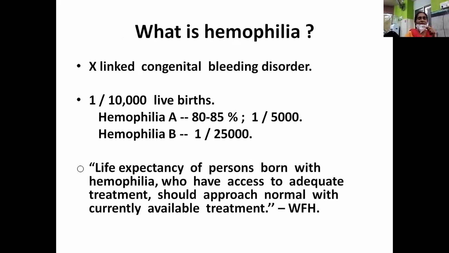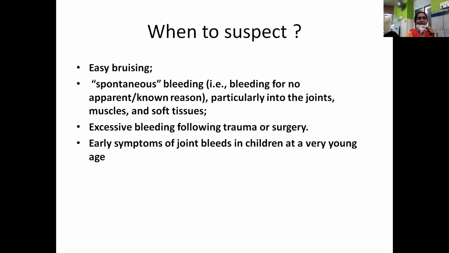So the incidence, as we already told, is 1 in 5,000 in case of hemophilia A and 1 in 25,000 in case of hemophilia B. So 80 to 85% of cases will be hemophilia A, while the rest, that is 10 to 15% of cases, will be hemophilia B. And when to suspect hemophilia?